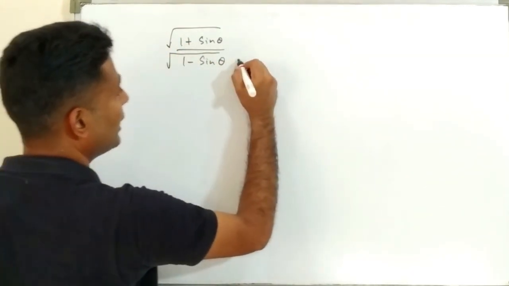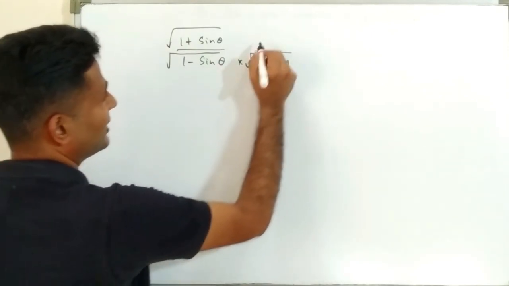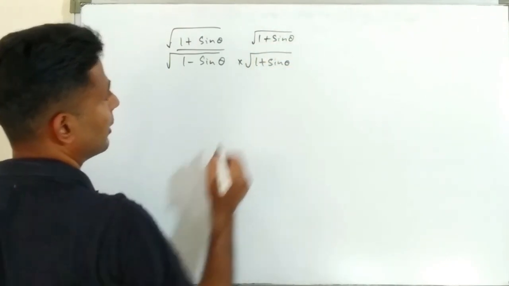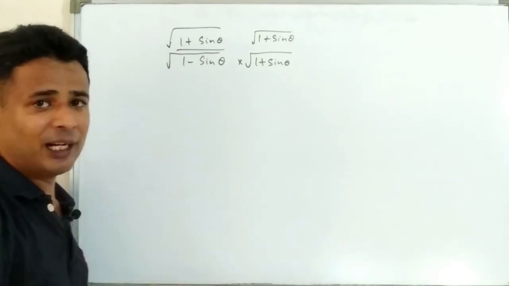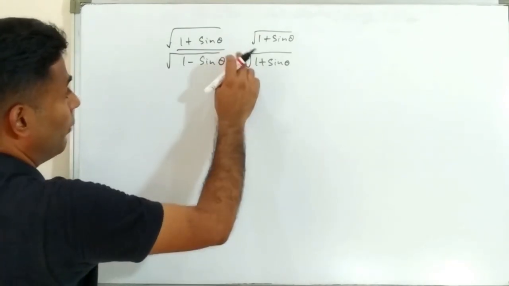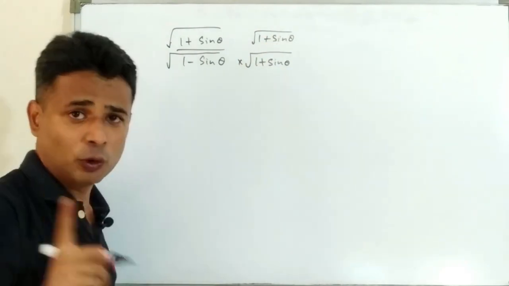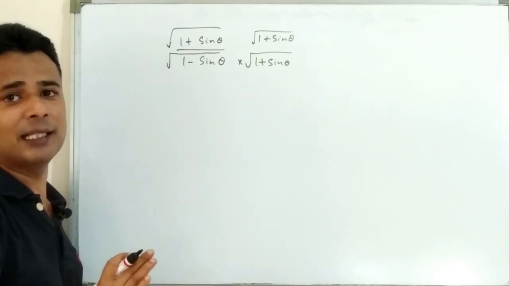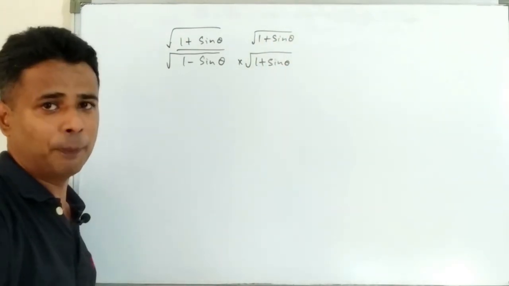Now here I'll multiply by root of 1 plus sin theta, because here it is 1 minus sin theta. So up also I have to multiply by the same thing. Why do we have to multiply up? We cannot randomly multiply things. When we are multiplying up and down by the same thing, ones are ones are, so we are actually multiplying the entire thing by 1, which means we are not changing anything. That is the reason when we multiply down, we have to multiply up as well.